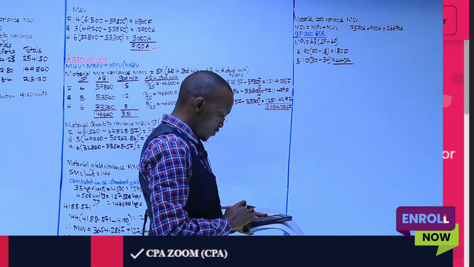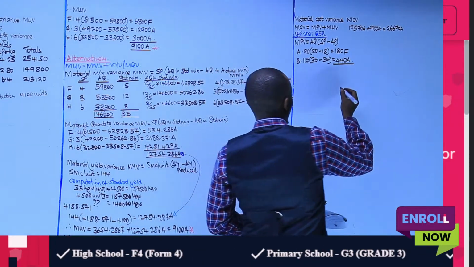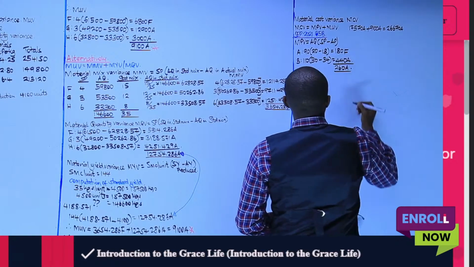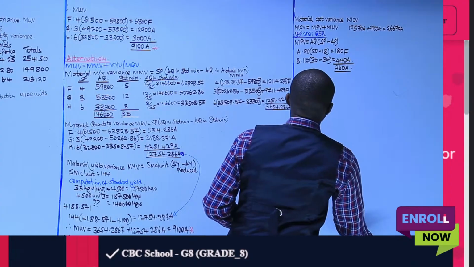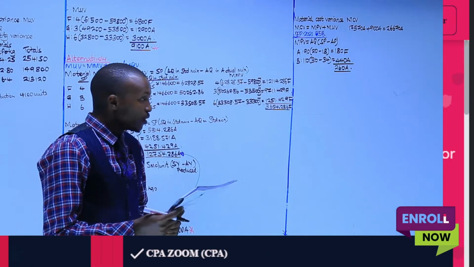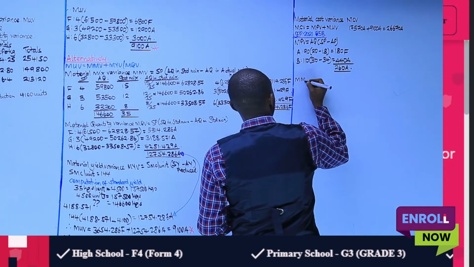Then you confirm what kind of variance this is, and this is 250, which is what? Adverse. 260, which is adverse. That is your material price variance. Let's get our material mix variance.